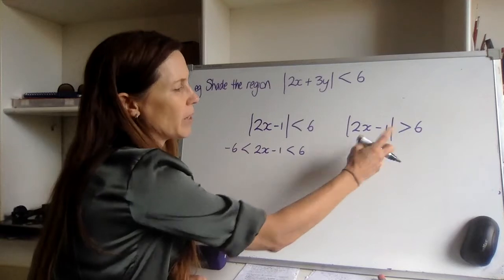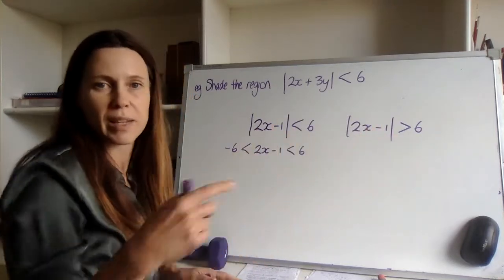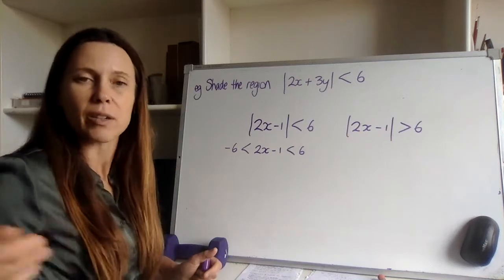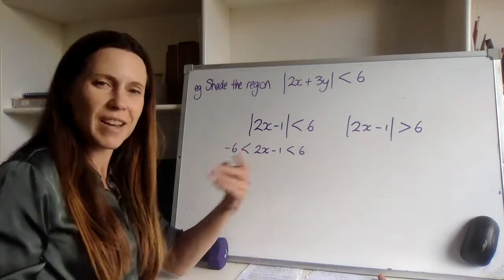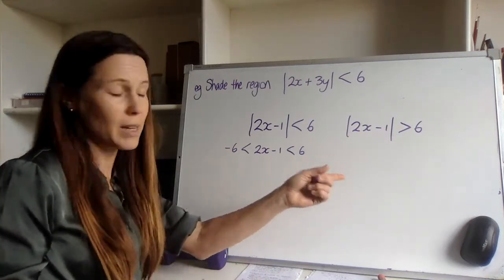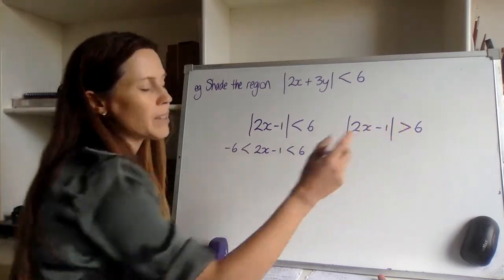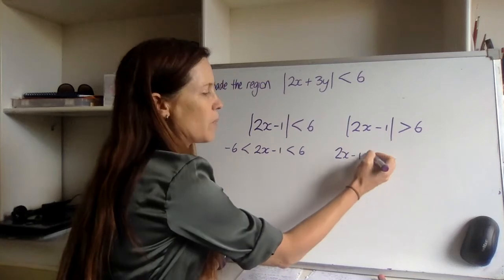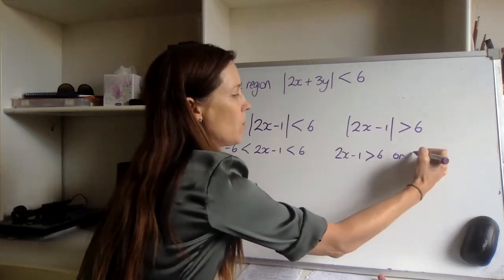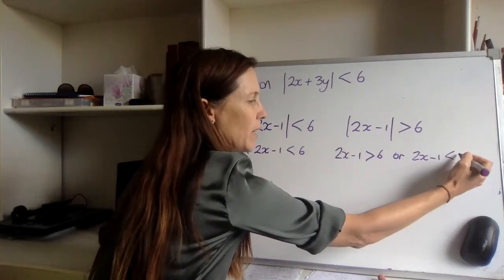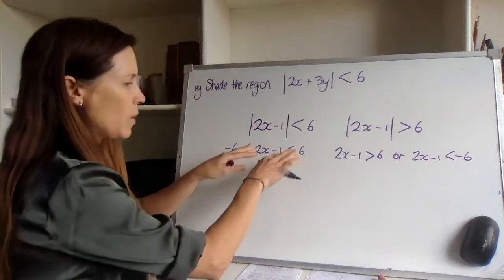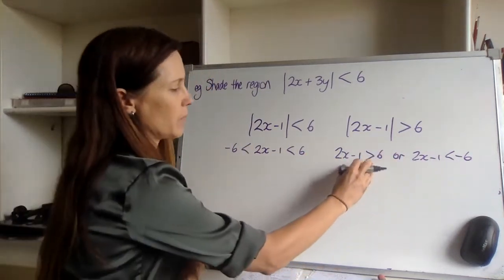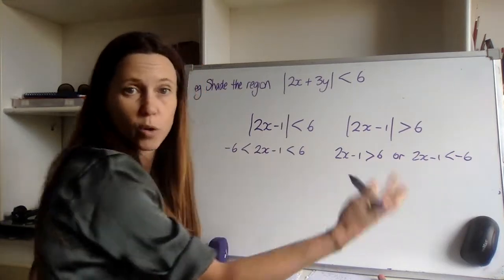Whereas with this one, we can identify that 2x minus 1 must take on large values, larger than 6. So things like 7, 8, 9 going all the way to infinity, but also negative 7, 8, 9 all the way to negative infinity. So we identify this as a sort of two tails situation where 2x minus 1 must be greater than 6, or 2x minus 1 must be less than minus 6. And then away we go and we solve these. These we just solve as two separate inequations with the word or in between.